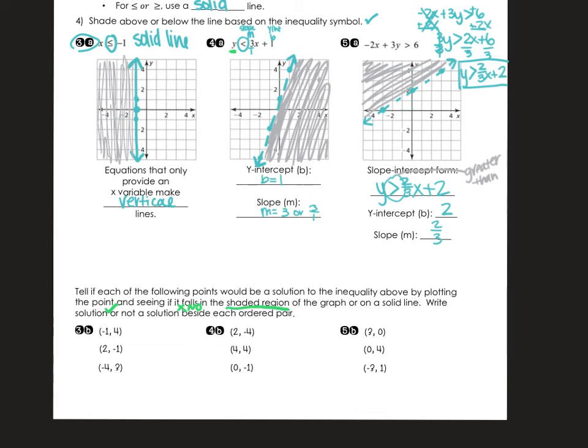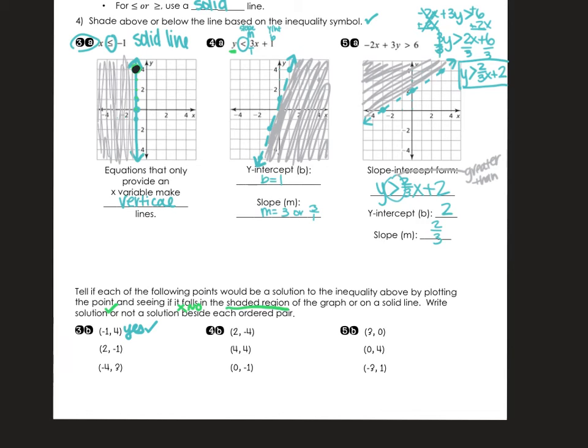Sorry, I was yawning. I'm going to say for right solution, let's just put a check. If it's not a solution, you can put an X or no. So for 3b, (-1, 4). So I'm going to go up to my 3a graph here. -1 and then 1, 2, 3, 4 puts me right there on that dot. Right there, okay? So it's not in the shaded region, but it is on that solid line. So that means it would be a solution. Yes.